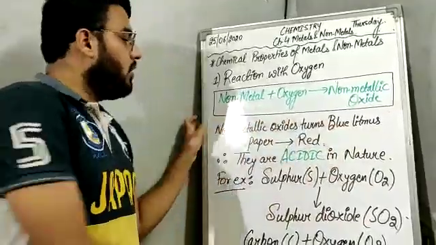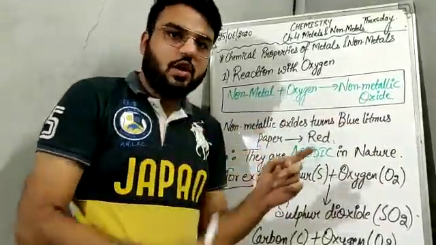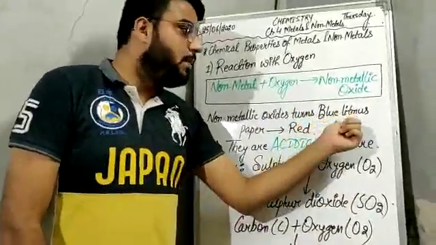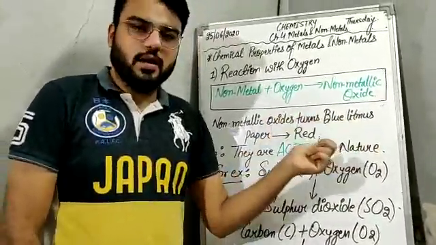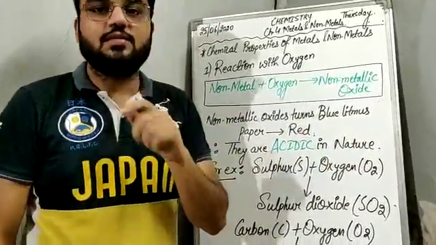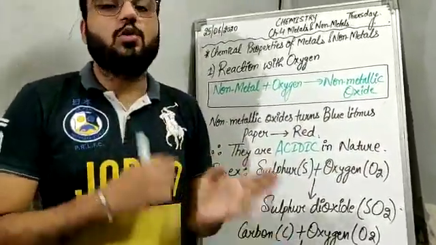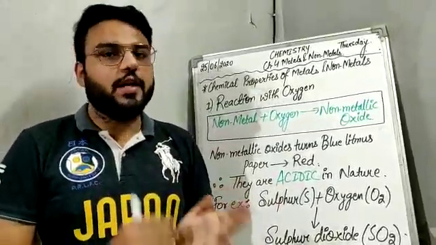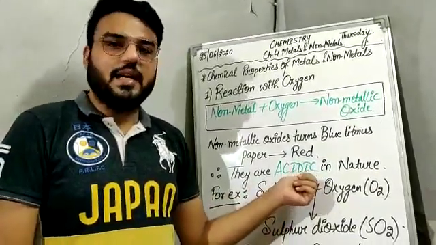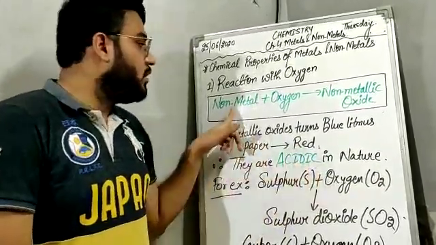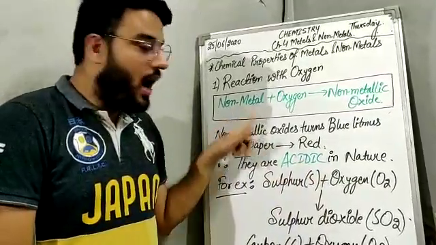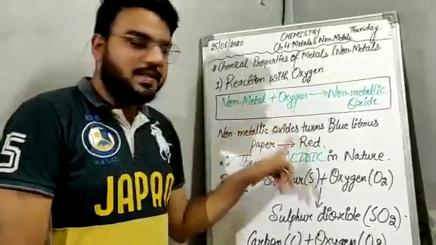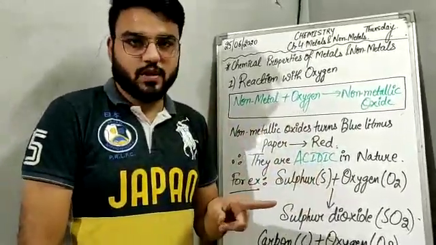Okay. So now when we check the nature of these non-metallic oxides, they turn blue litmus paper into red, and we know that the substances which turn blue litmus paper into red are acidic in nature. Therefore, non-metallic oxides are acidic in nature.